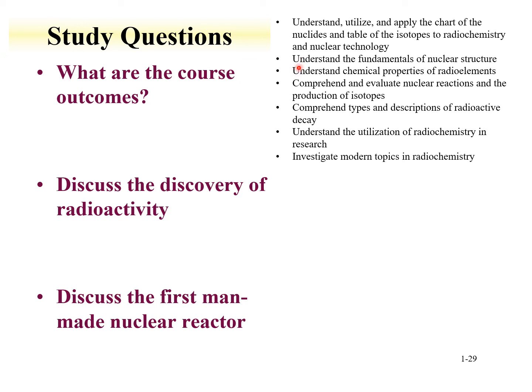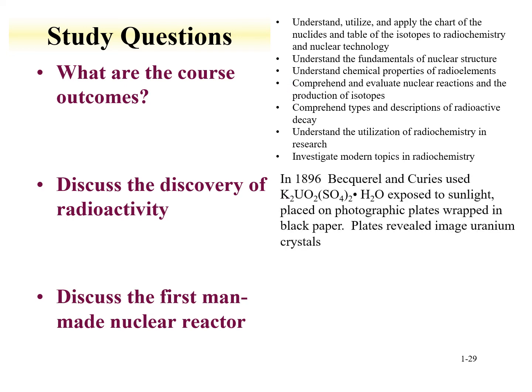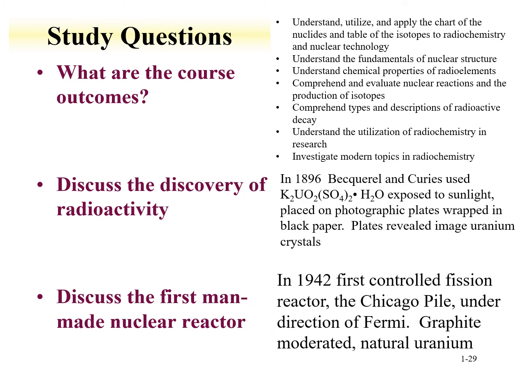They include fundamentals of nuclear structure, chemistry of the radioelements, modern topics in radiochemistry. Discuss the discovery of radioactivity. Becquerel and the Curies used this uranium salt, exposed it to sunlight. And how about the first man-made reactor, 1942, the Chicago pile. I'm from Chicago, from the South Side, University of Chicago, same area. It was a graphite moderated natural uranium reactor. We'll describe how the moderators, either water, deuterium, or graphite, influence the behavior of neutrons in a reactor.